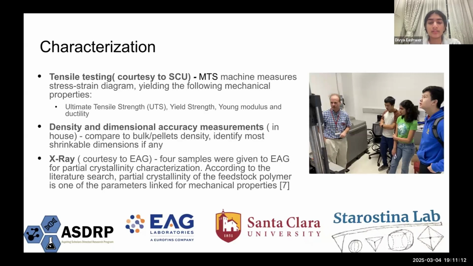So already 4 samples were given to EAG for partial crystallinity characterization. And we're doing this because, according to our literature search, partial crystallinity of the feedstock polymer is one of the parameters linked to mechanical properties.